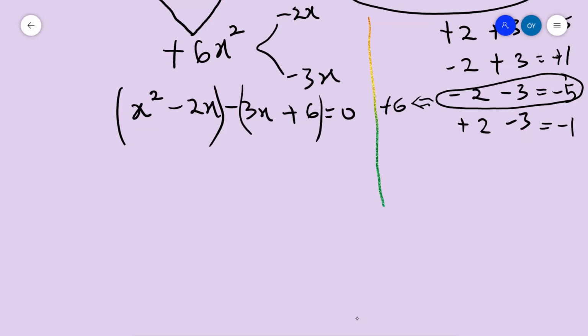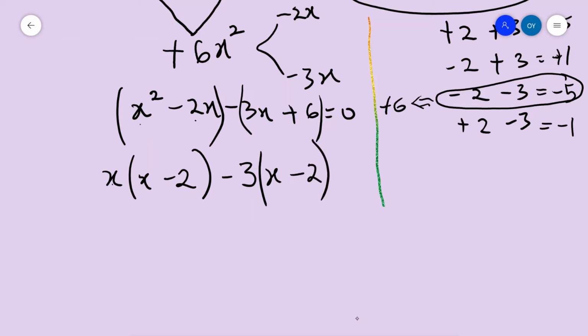Now looking at the first one, there is a common variable, and that common variable is x. So we write x bracket x minus 2. x times x gives us x squared. x times negative 2 gives us negative 2x. Now we look at this one. What is common to them here is 3. 3x and 6, what is common to them is 3. We bring 3 outside and we have x minus 2.